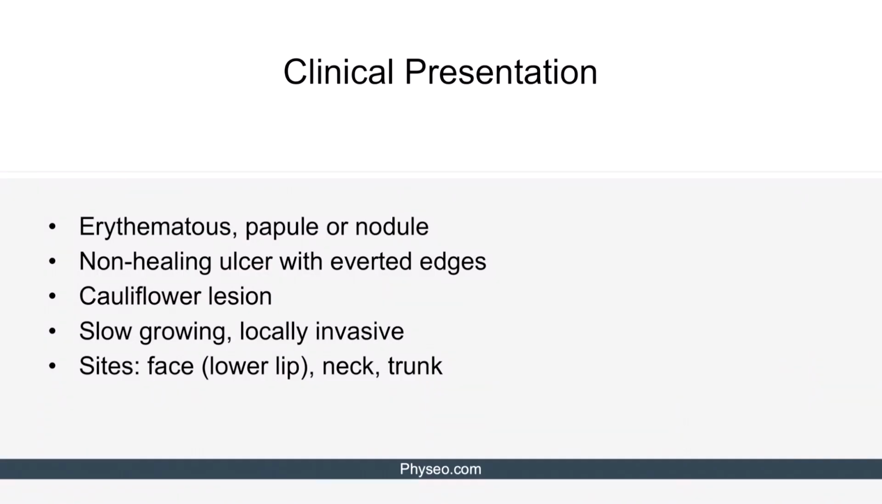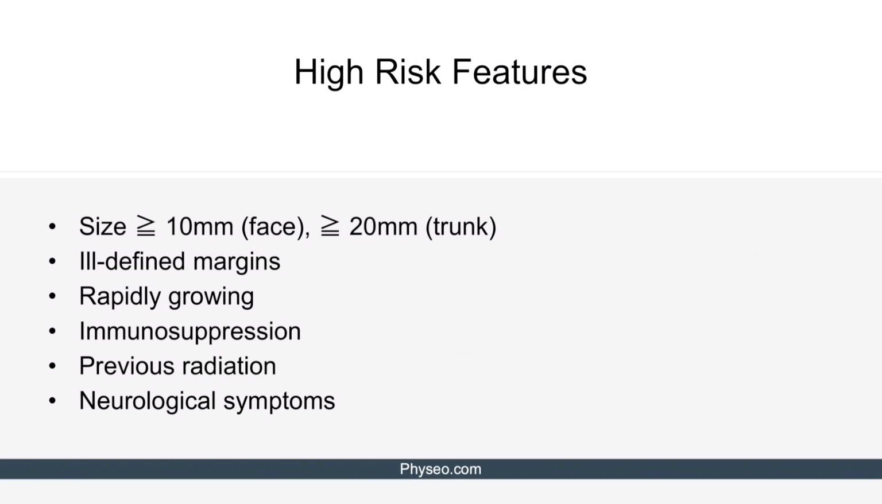So let's move on now to clinical presentation. Patients can present with an erythematous papule or a nodule that may bleed. Some may present with a non-healing ulcer with typical everted edges that may look like a cauliflower lesion. And it's often slow-growing and locally invasive, and the sites frequently involved are the face, neck, and trunk. Squamous cell carcinoma often involves the lower lip, and contrast that to the basal cell carcinoma, which involves the upper lip. Now let's list some of the important high-risk features.